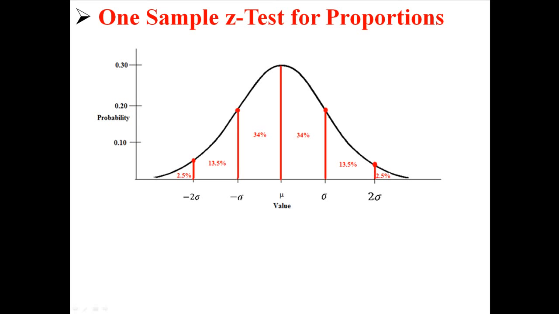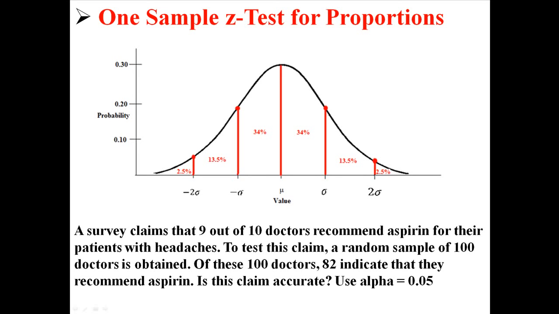But first of all, our question. A survey claims that 9 out of 10 doctors recommend aspirin for their patients with headaches. To test this claim, a random sample of 100 doctors is obtained. Of these 100 doctors, 82 indicate that they recommend aspirin. Is this claim accurate? Use alpha 0.05.